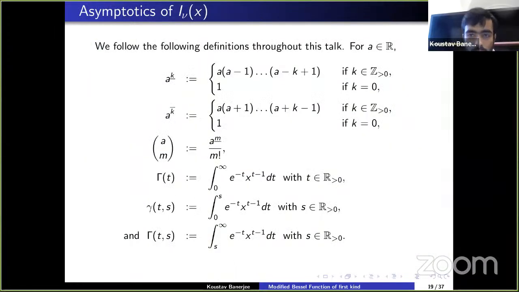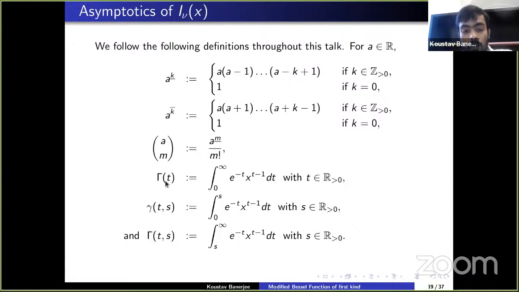So throughout the rest of the talk, I'll define, for a a real number, a falling factorial to be this product a times (a minus 1) up to (a minus k plus 1), and for k equal to 0 it is 1. A rising factorial is defined to be a times (a plus 1) up to (a plus k minus 1), and for k equal to 0 it is 1. And consequently the binomial a choose m is the falling factorial divided by m factorial.